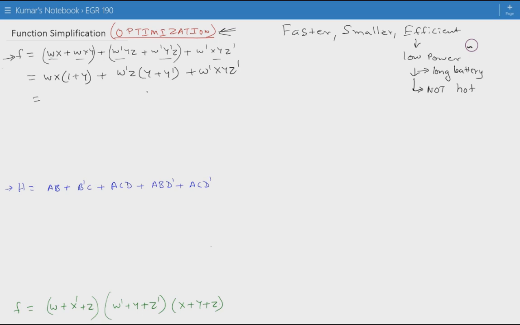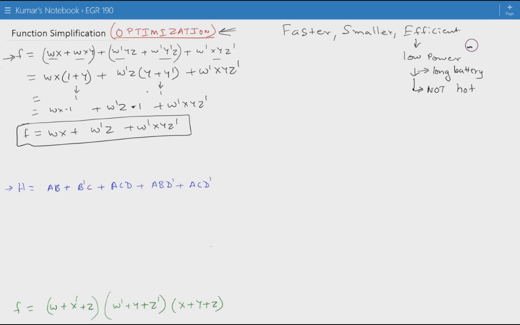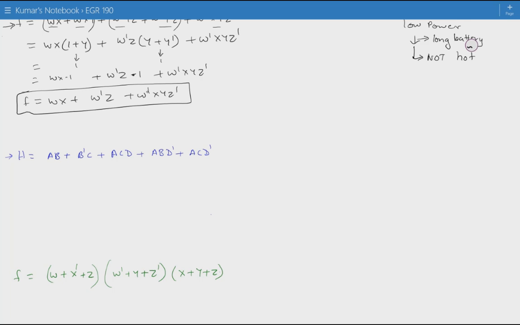Now here we know 1 plus y is 1, y plus y bar is 1, so that becomes wx times 1 plus w bar z times 1 plus w bar x y z bar. So f becomes wx plus w bar z plus w bar x y z bar. So this is your simplified function. We went from 5 terms to just 3 terms and reduced the number of literals as well. Now let's look at a different function.